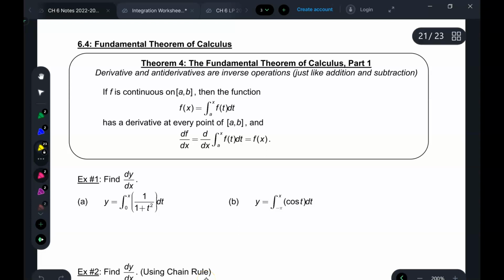Okay. Here we go. This is what it all comes down to.